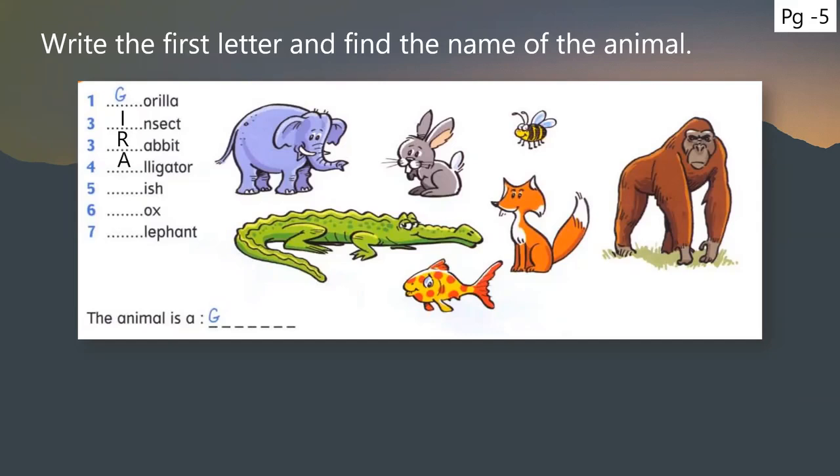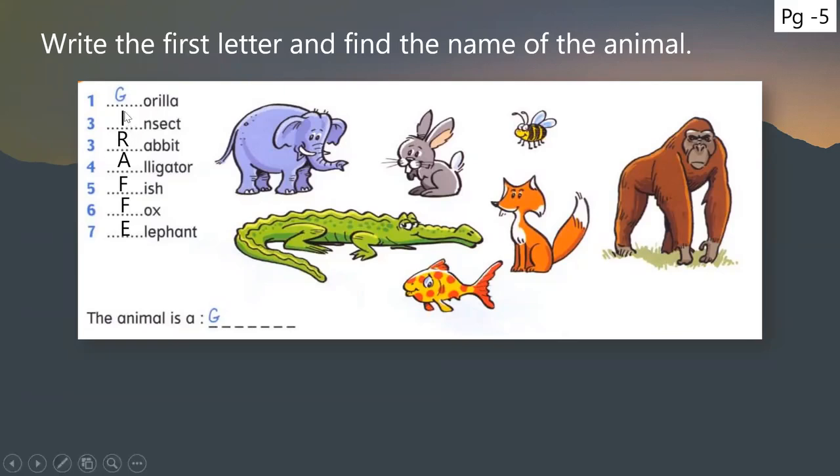Alligator, yes, alligator. And so next is fish. Okay, and so next one is fox. And so number seven is elephant, right? Elephant. So the animal is a... What animal is it?